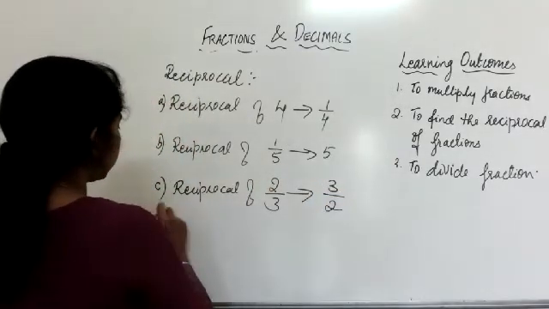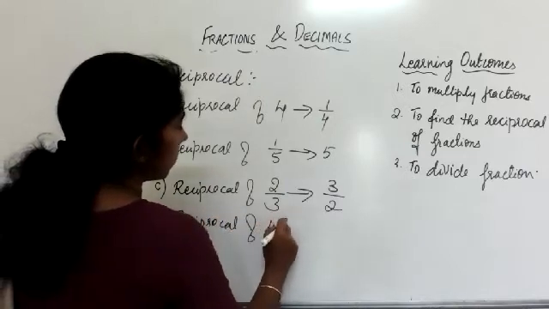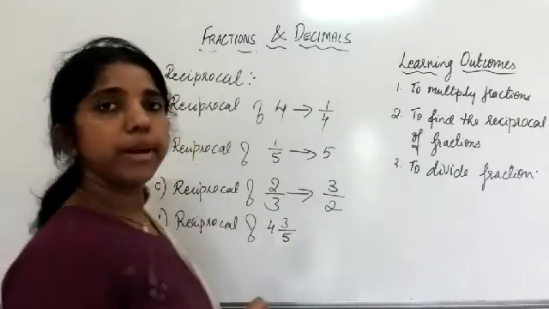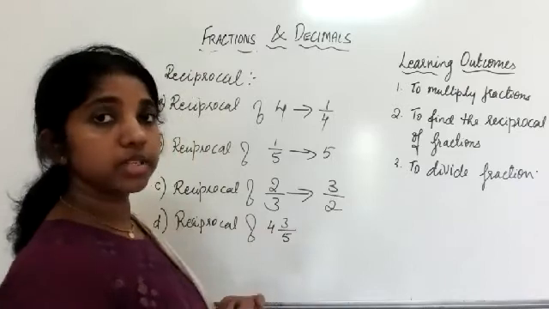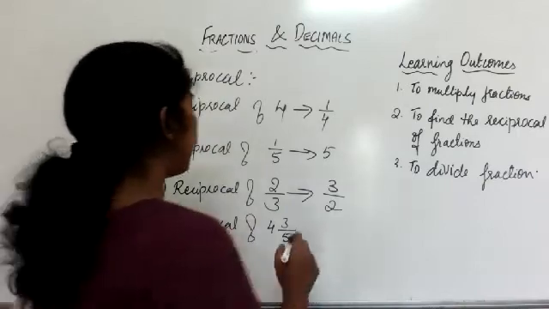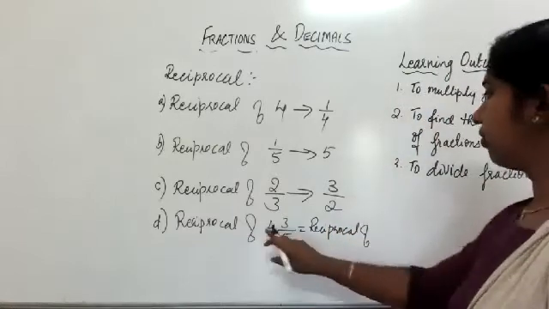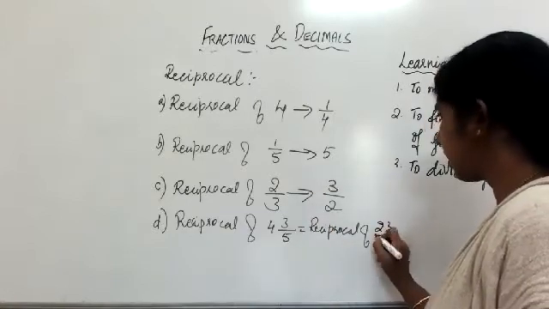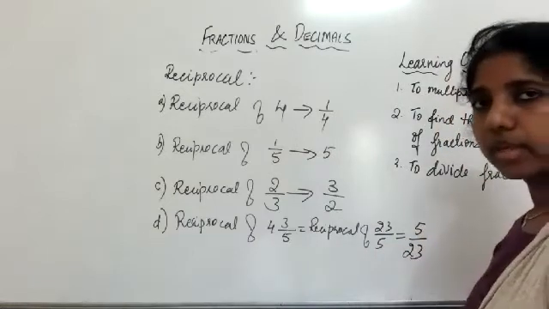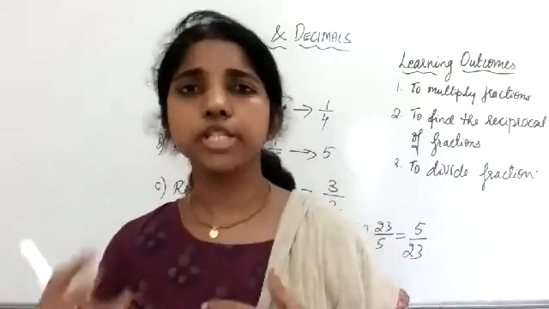Next, I will write one more. That is the reciprocal of a mixed fraction: 4, 3 by 5. This is a mixed fraction. So what is its reciprocal? First we need to convert 4, 3 by 5 to an improper fraction. So 4 into 5 is 20, 20 plus 3 is 23 by 5. The reciprocal of 23 by 5 is 5 by 23. So this is about the reciprocal. You just interchange the numerator and the denominator positions in the reciprocal.